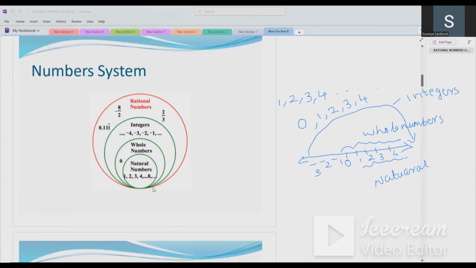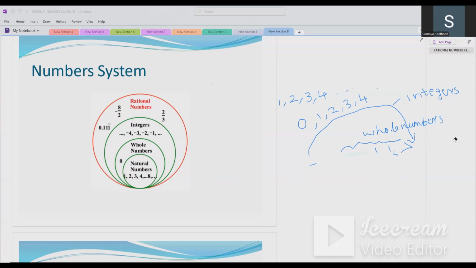So, this is the way. Now, look at this picture, what is happening? Natural numbers are 1, 2, 3, 4, etc., the counting numbers. If you include 0 to that system, it is whole numbers. Even if you add all negative numbers also to that, it is known as integers. Now, we are coming to the point, the rational numbers.